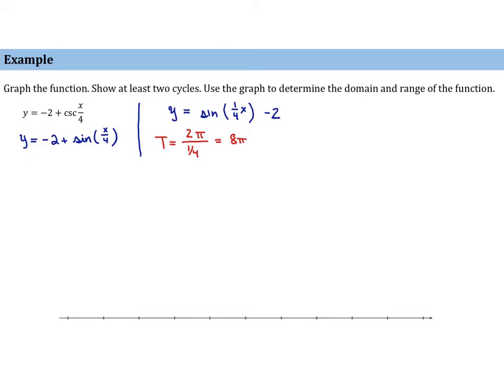There was no vertical stretching or compressing, so the amplitude is still 1, but you'll notice that there has been a vertical translation moving everything down 2 units. So this means that the line of oscillation is now y equals -2.